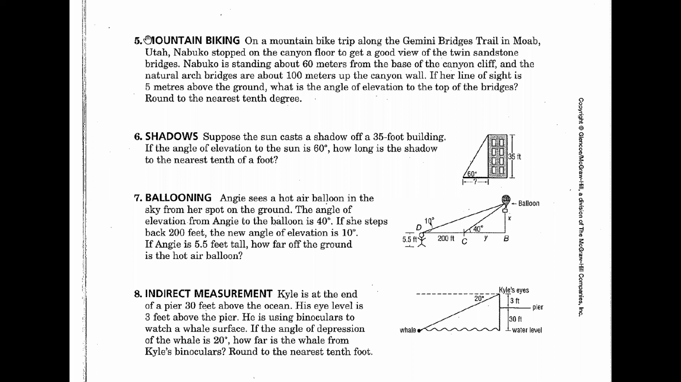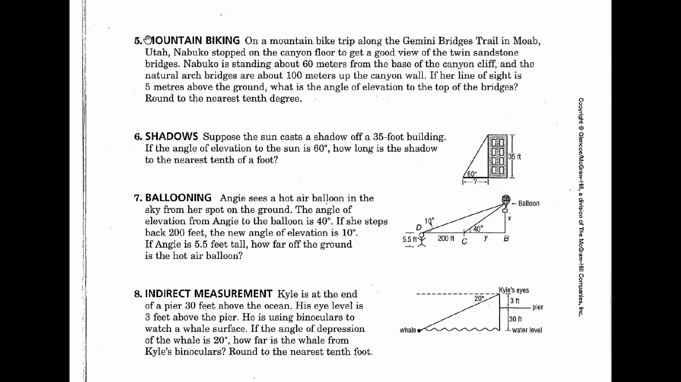On number five, on a mountain bike trip along the Gemini Bridge Trail in Moab, Utah. Now, they give you this whole explanation. You're basically, there's a canyon, you're on the floor of the canyon, you're looking up at the natural bridge, and they want you to find the angle of elevation to the nearest tenth of a degree. Do they give you a diagram? No. So if you don't have a diagram, what should you do?